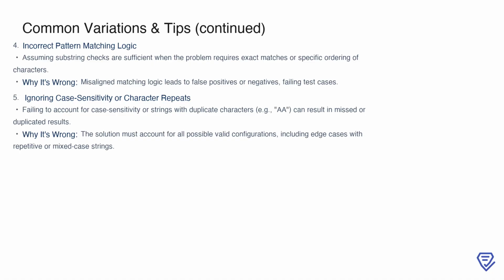Another common mistake arises from incorrect pattern matching logic. Many assume that simple substring checks are sufficient, but the problem may require exact matches or a specific ordering of characters. This kind of misalignment in logic can lead to false positives or negatives, causing the solution to fail crucial test cases. Additionally, ignoring case sensitivity or character repeats can be a significant oversight.